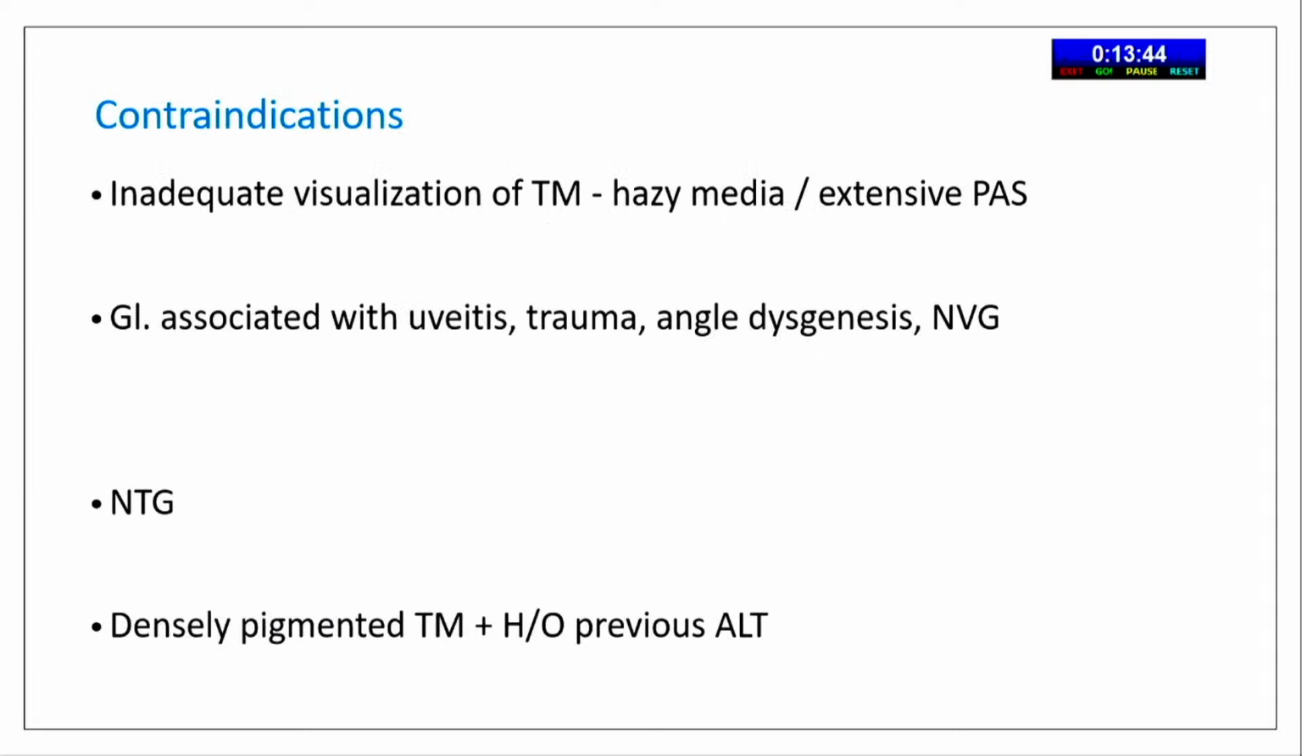Contraindications: one, of course, would be where the trabecular meshwork is not visible, and complicated glaucomas like those with uveitis, NVG, trauma, and angle dysgenesis. Normal tension glaucoma is not a contraindication per se, but the efficacy of SLT in these cases is very less compared to other glaucomas, so it is not actually desired as a first-line treatment. And if the patient has already undergone an ALT and it's a densely pigmented meshwork, then probably the meshwork has already been damaged significantly, so SLT in these cases would not be effective.